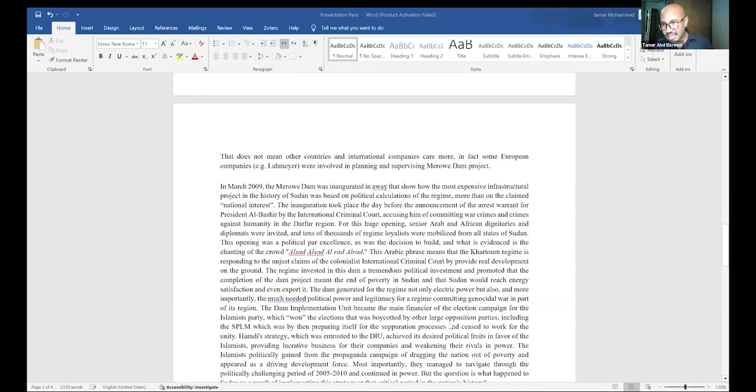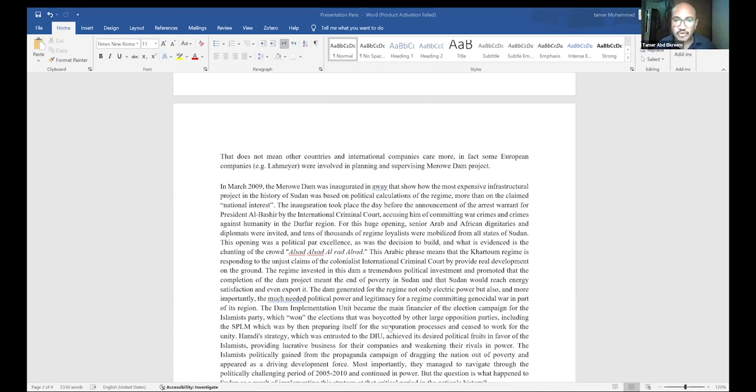And I go back to the image I showed you, the picture of the inauguration of the Merowe Dam in 2009. The Merowe Dam was inaugurated in a way that showed the most expensive infrastructure project, a hydropower project, in the history of Sudan, was based on political calculations of the regime more than the claimed national interest and development.